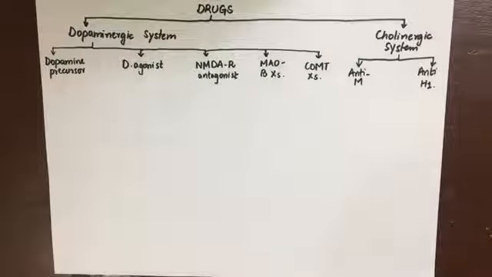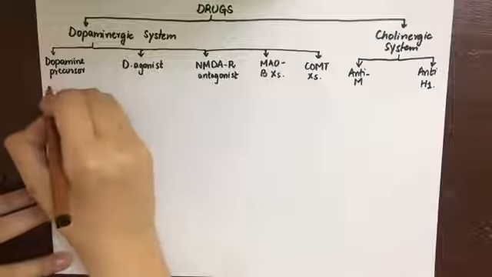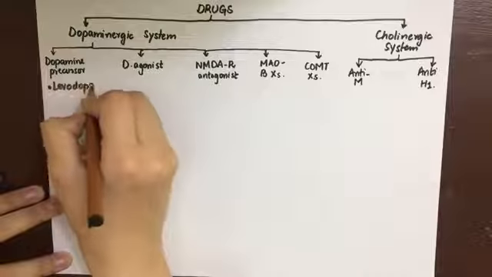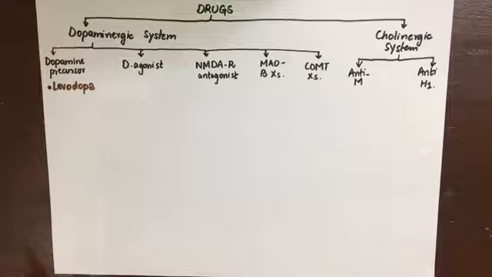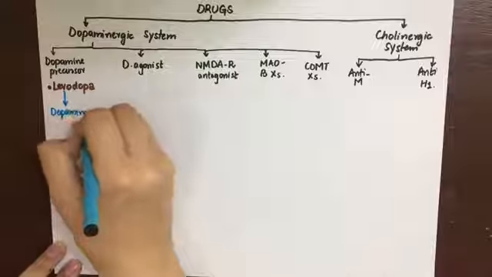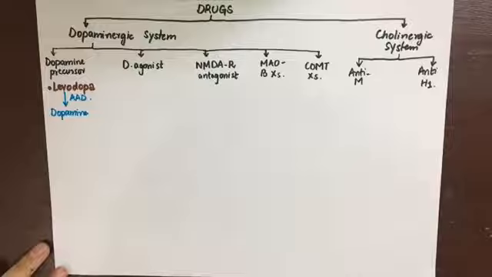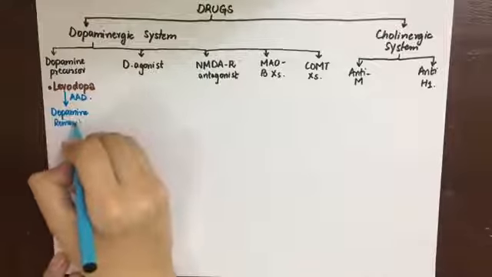Now, the first class of the drugs, the dopamine precursors, the main drug is levodopa. We do not directly administer dopamine because dopamine cannot cross the blood-brain barrier and enter the CNS. So we give a precursor, that is levodopa, and it is converted into dopamine by the AAAD enzyme in the CNS. But as I already mentioned, we need to give it with a peripheral AAAD enzyme inhibitor, which is carbidopa.